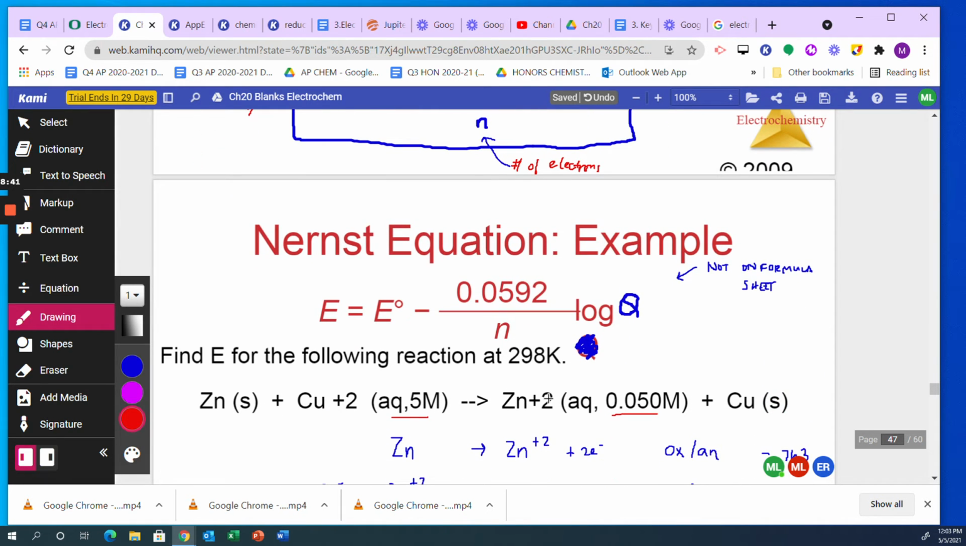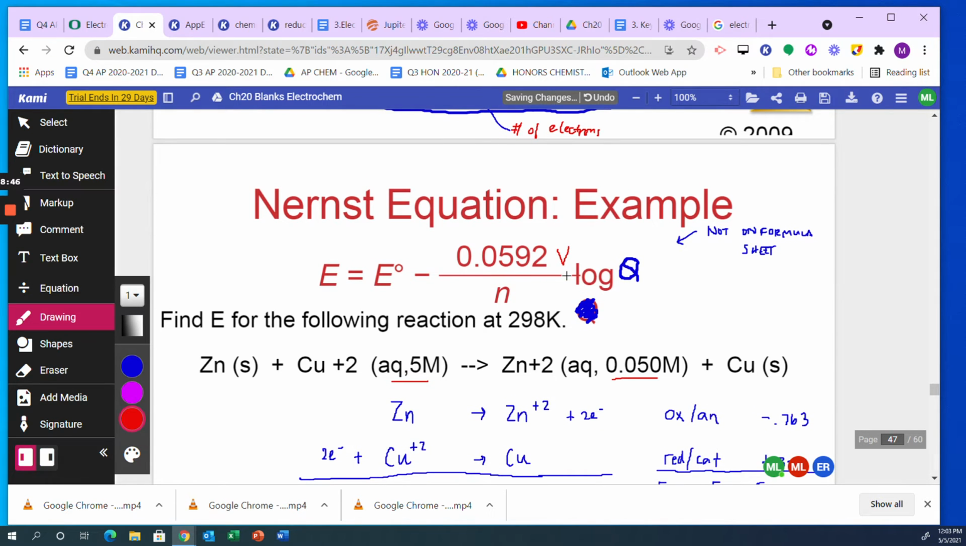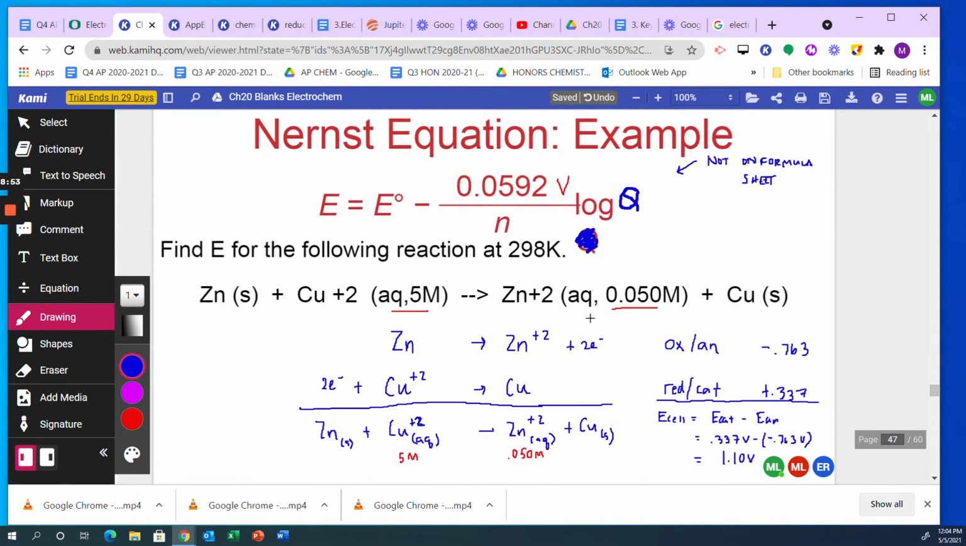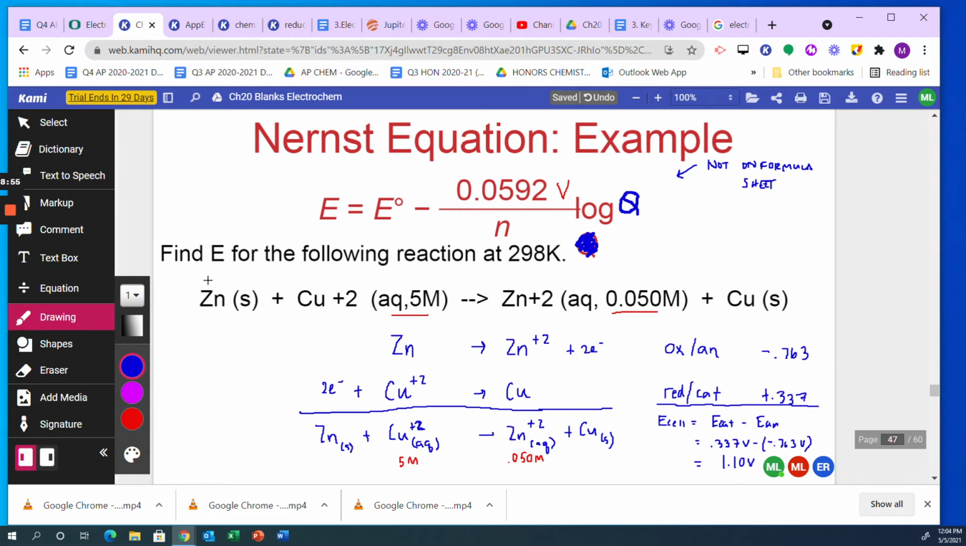So here's the equation that I derived. This is all you need, voltage right here, okay? And by the way, this is not on the formula sheet. So here's the equation. You have zinc becoming zinc plus 2. So I wrote that down here. That means it's giving away 2 electrons. Did zinc get oxidized or reduced? You're right, it got oxidized. That means that's the anode.